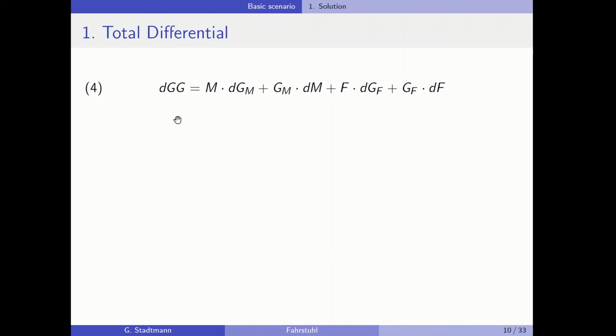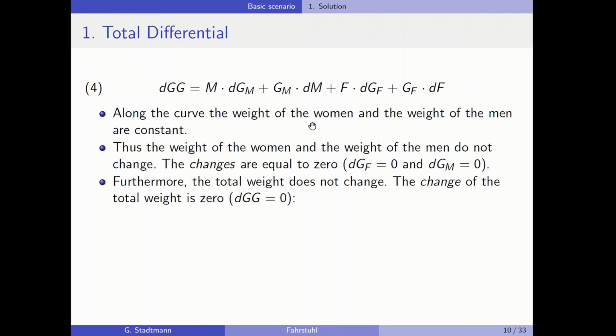In the following, I would like to use this total differential to compute the slope of this curve. Therefore, we have to come up with some assumptions. The assumptions are, along the curve, the weight of the women and the weight of the men are constant. Thus, the weight of the women and the weight of the men do not change, and the changes are equal to 0. Furthermore, the total weight does not change, and therefore the change of the total weight is also equal to 0.